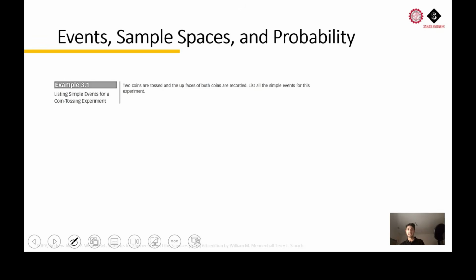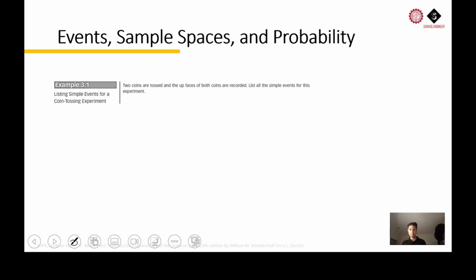So experiment in statistics means any process or a method that produces or generates data. Any process or method that generates data is what we call experiment in statistics. And that data is obtained by measurement or observation. Remember observation, measurement, and you need to have an experiment in order to have data.